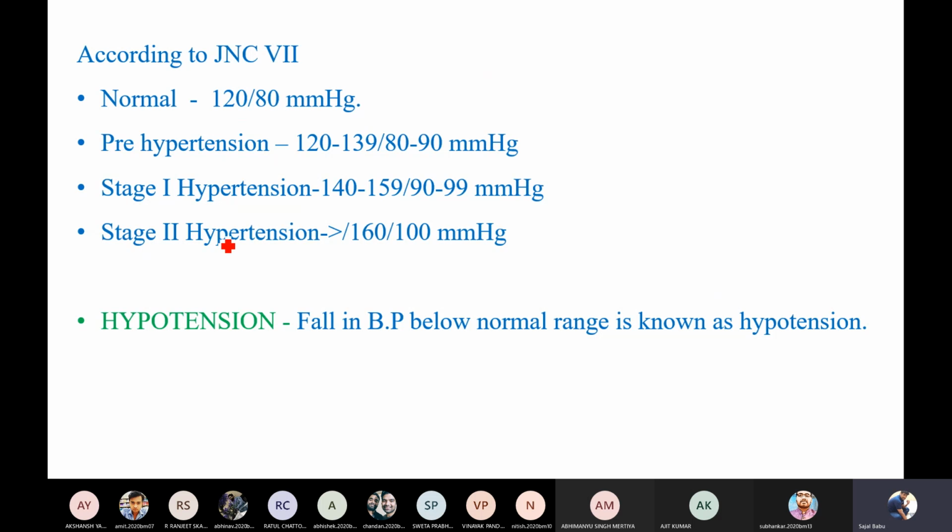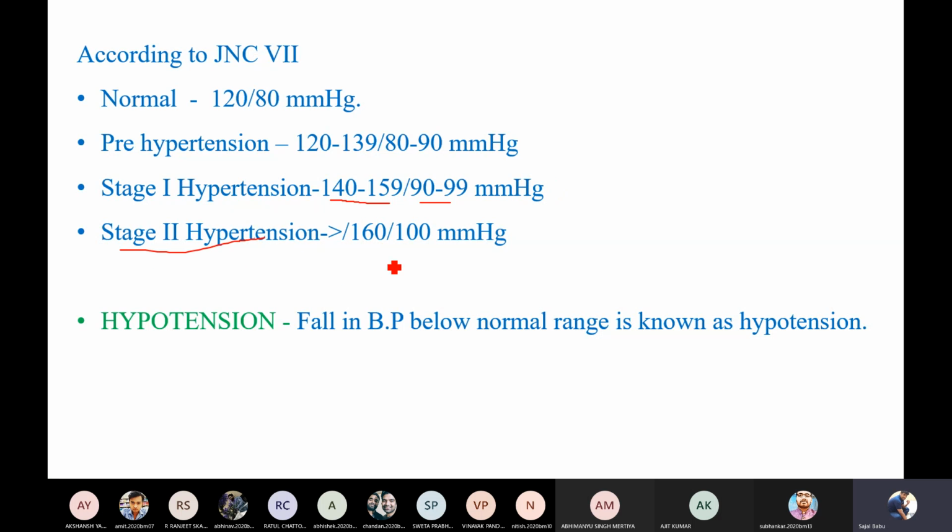The stage 1 and stage 2 of hypertension. Whenever you measure your blood pressure and your systolic, the upper limit, is between 140 to 159, and your diastolic is between 90 to 99, then you can call it stage 1 of hypertension. Then you have to worry that you have some problem. So it is considered stage 1 of hypertension.